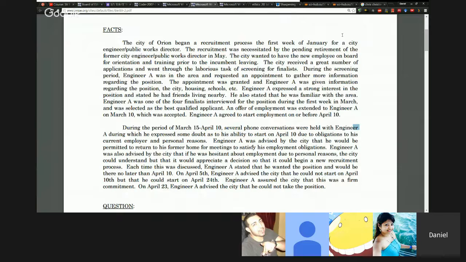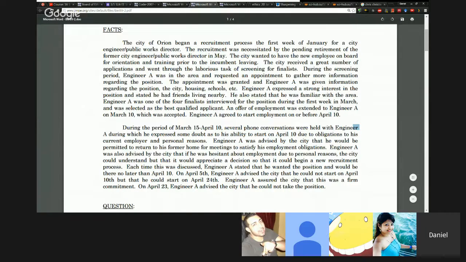During the screening period, engineer A was in the area and requested an appointment to gather more information regarding the position. The appointment was granted, and engineer A was given more information regarding the position, the city, housing, schools, etc. Engineer A expressed a strong interest in the position and stated he had friends living close by. He also stated that he was familiar with the area. Engineer A was one of the 4 finalists interviewed for the position during the first week of March and was selected as the best qualified candidate. An offer of employment was extended to engineer A on March 10th, which was accepted. Engineer A agreed to start employment on or before April 10th.